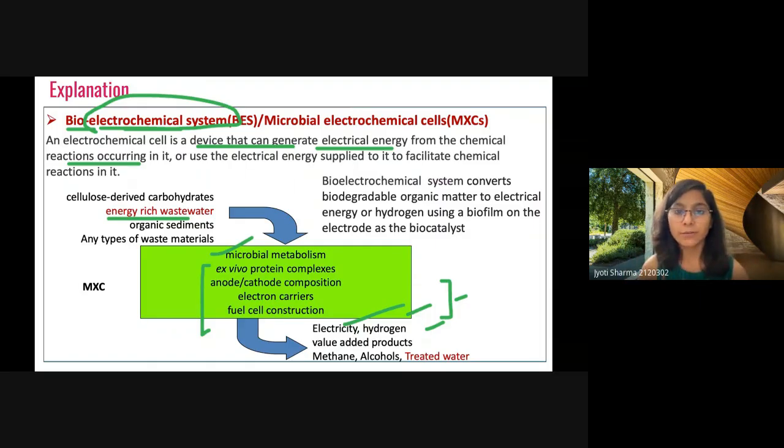So here also the definition is here. This system converts biodegradable organic matter to electrical energy or hydrogen using a biofilm on the electrode as a biocatalyst. So this is very simple. We are having the chemical reaction to generate the energy, but here along with that we are using microorganisms. So this is how it will work.